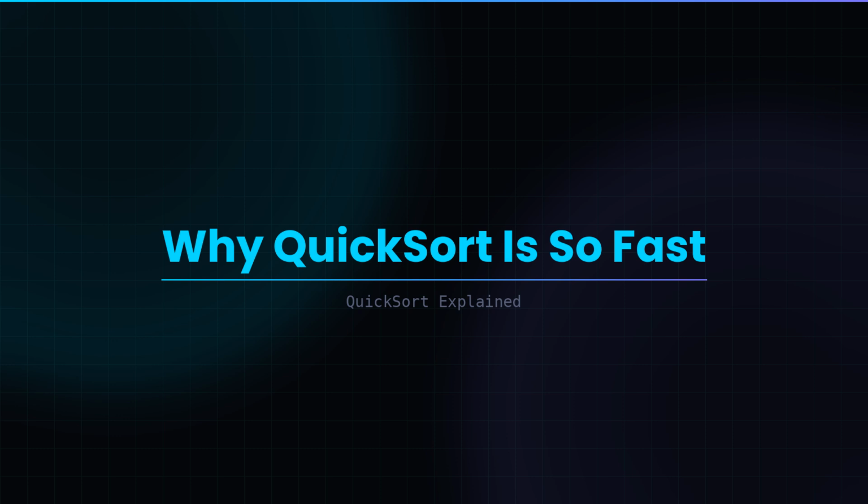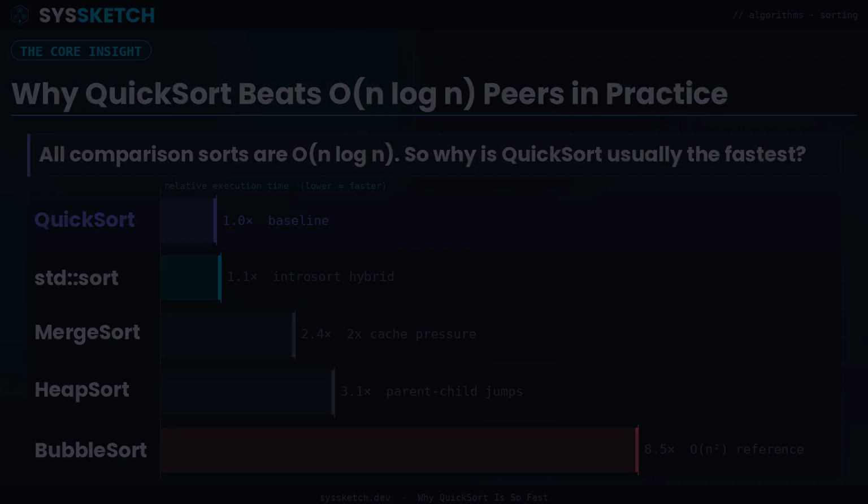Today we are going to visualize exactly how QuickSort exploits that architecture, how pivot selection controls the difference between O of n log n and catastrophic O of n squared, and why the version in your standard library is not quite the textbook algorithm you learned in school.